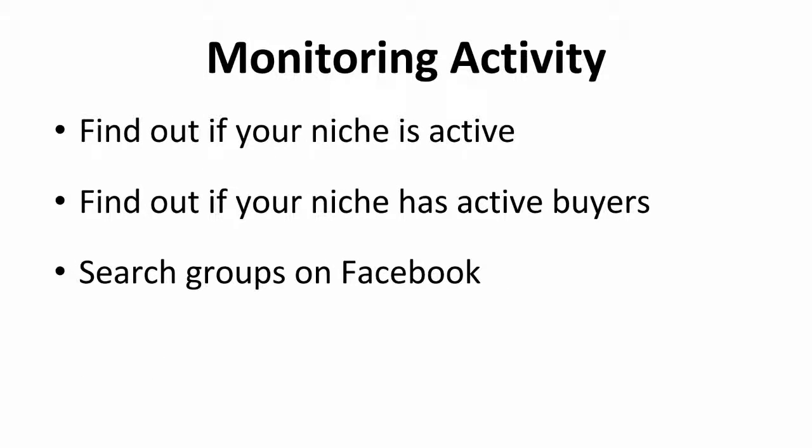Once you've found a niche you're interested in, you need to check if it's got an active following. You can ascertain how active a niche is by monitoring their online activity. You also want to find out if your niche has active buyers, whether the followers of the niche spend money on niche-related products. One of the easiest ways to monitor their online activity is by doing a quick and easy Facebook search.